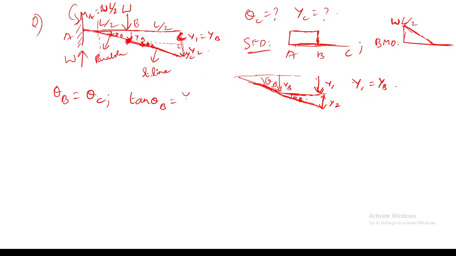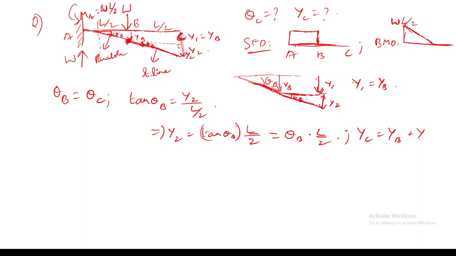Y2 by L by 2. Yes, y2 by L by 2. So you need y2. So y2 is equal to tan of theta b into L by 2. And for small angles, what will be the value of tan of theta b? Theta b. Yes, it will be theta b into L by 2. Therefore, yc is equal to yb plus y2.